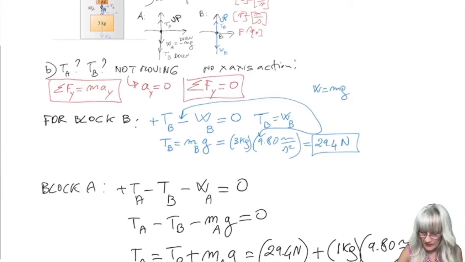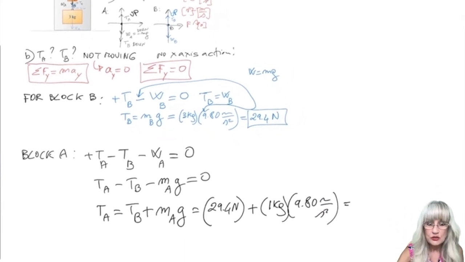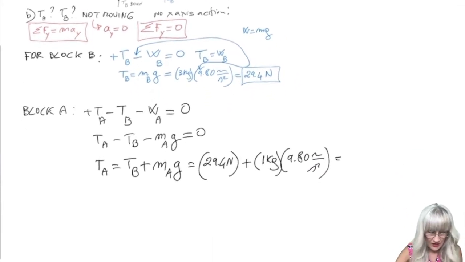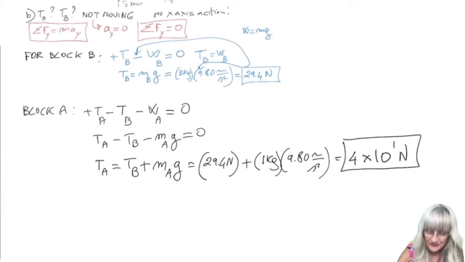So if you do the math, for tension B, you will have a final answer of, let me write it down like this one, 4.10 to the 1 Newton, frame it. Let's move on to part C.